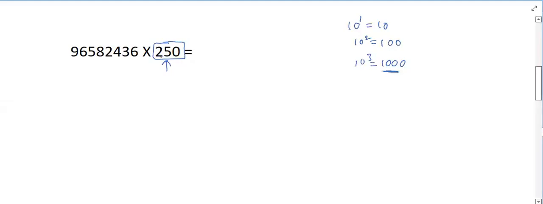To make it 1000, what is the multiplication factor? We have to multiply by 4, sir. Okay, we are multiplying this number by 4, which means we have to divide this number by 4 so that the resultant will not change.